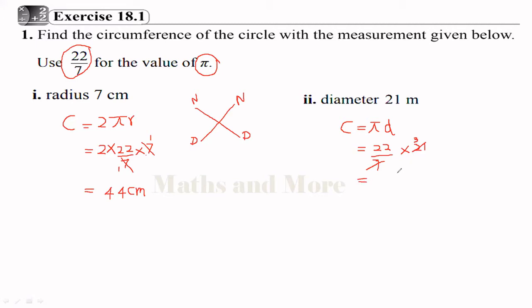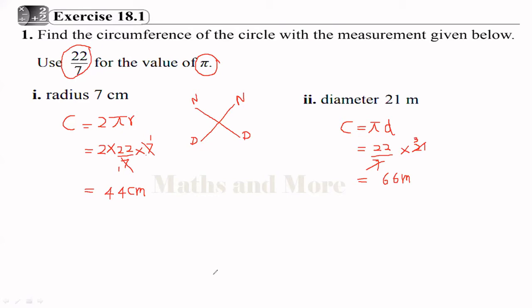Now let's multiply. 3 into 2, 6. 3 into 2, 6. 66 centimeters. Here, not centimeters. What is the unit? Here the unit is meters. Yes, 66 meters. Okay. Now let's move to the next part.